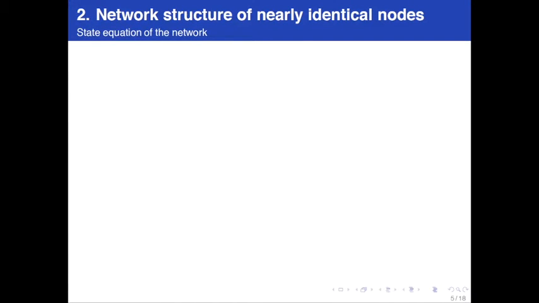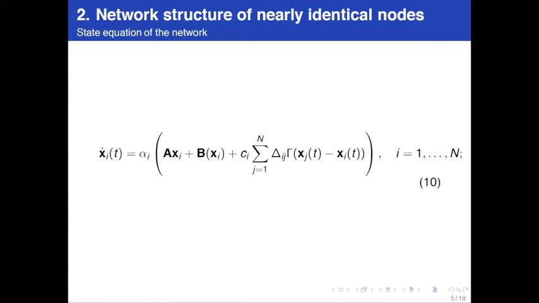The second part of the presentation will describe the structure of the network. The network is given by equation number 10. Here it can be seen the UDS system represented by this term, and the second part will be composed as the network expression, from which we can see that the variable C corresponds to the coupling strength among the bidirectional connections among nodes.